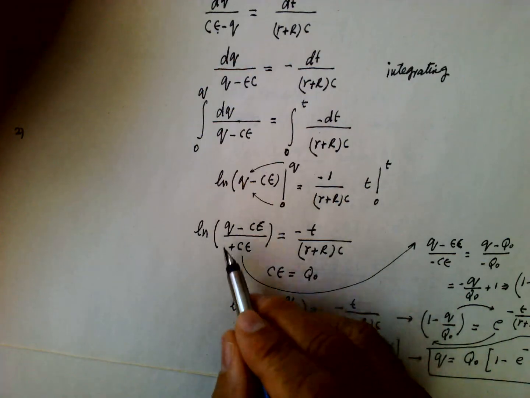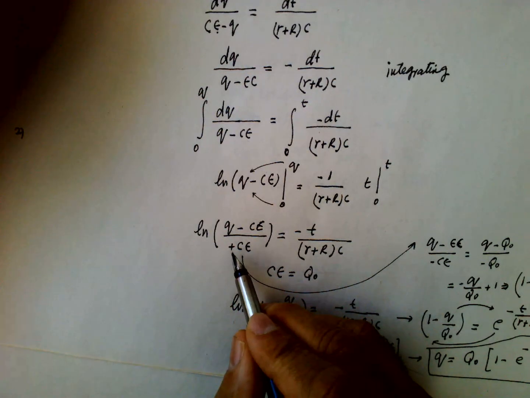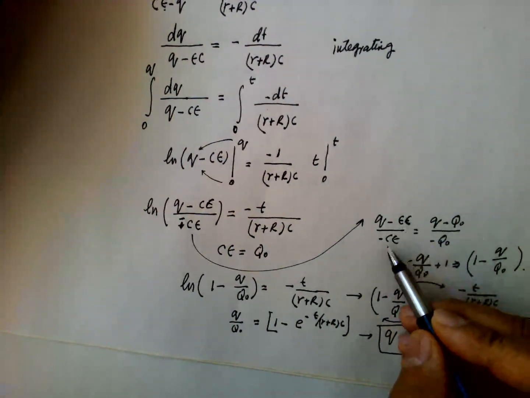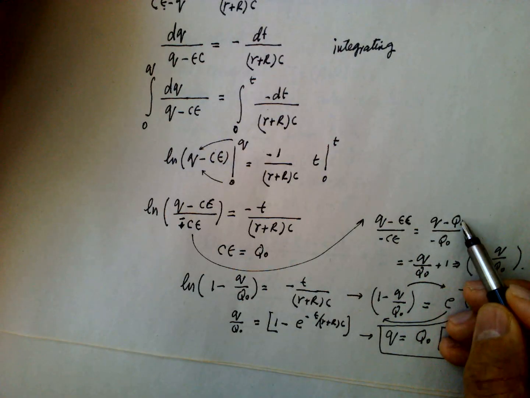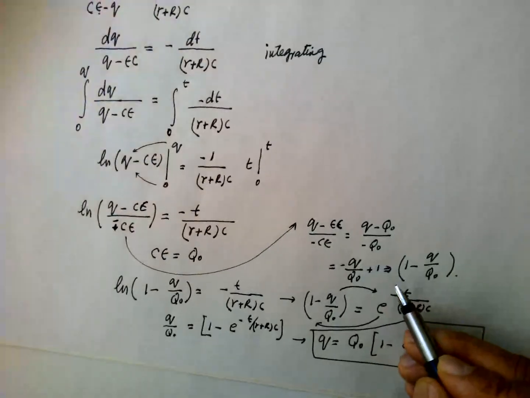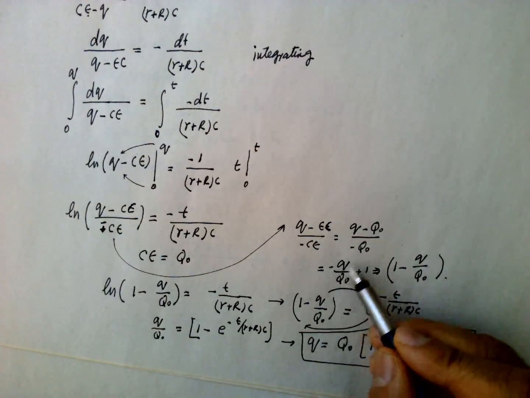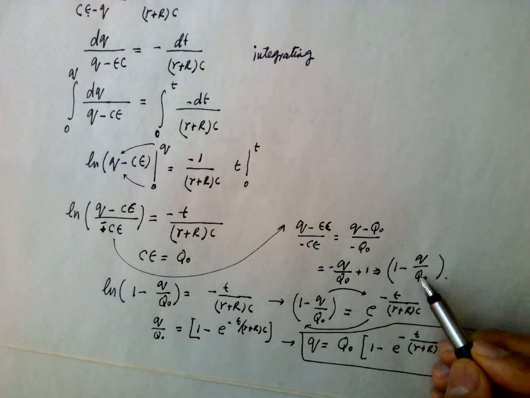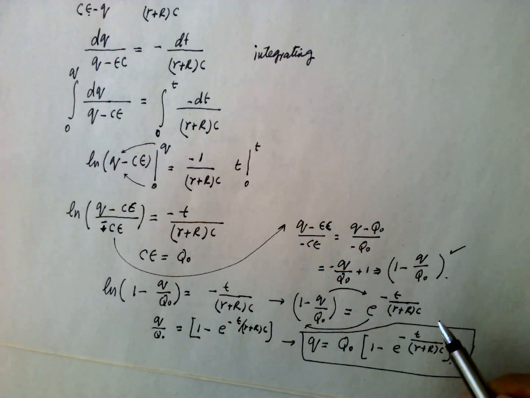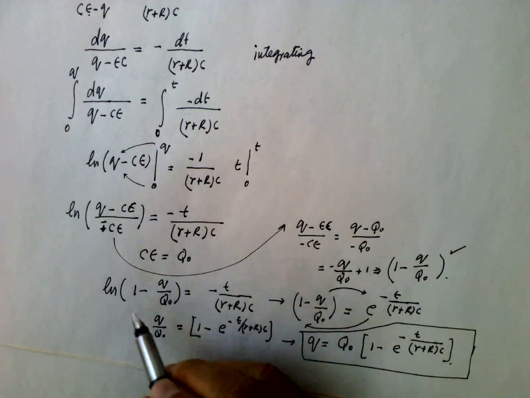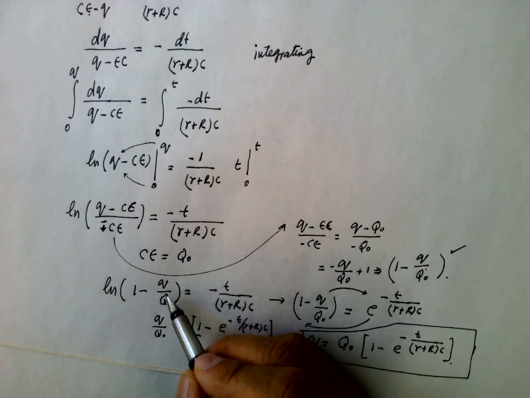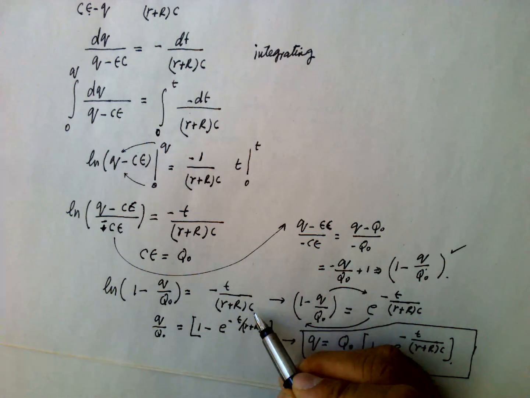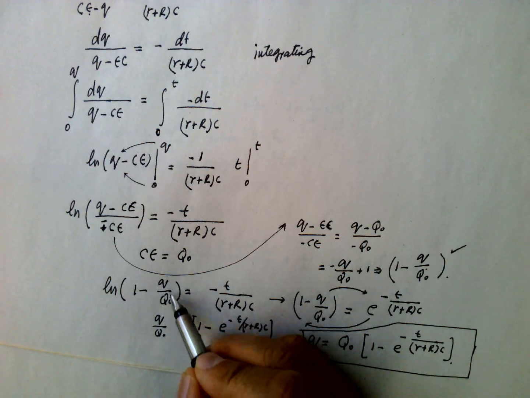Q minus C EMF is minus C EMF, which is equal to Q minus Q naught over minus Q naught, which equals 1 minus Q over Q naught. That is correct. So we substitute this value: ln of 1 minus Q over Q naught is equal to minus T over r plus R into C. So we have to find this expression.